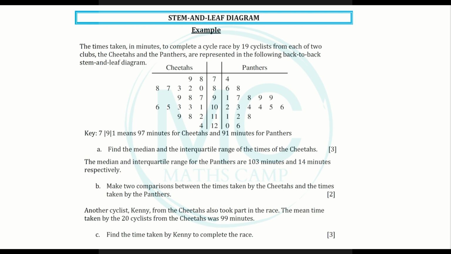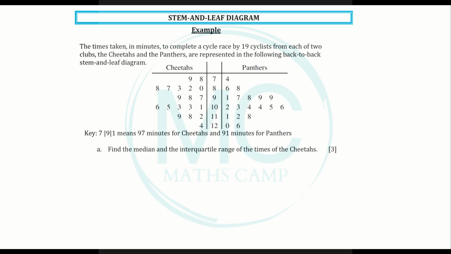The times taken in minutes to complete a cycle race by 19 cyclists from each of the two clubs, the Cheetahs and the Panthers, are represented in the following back-to-back stem and leaf diagram. Part A says find the median and interquartile range of the times for the Cheetahs.